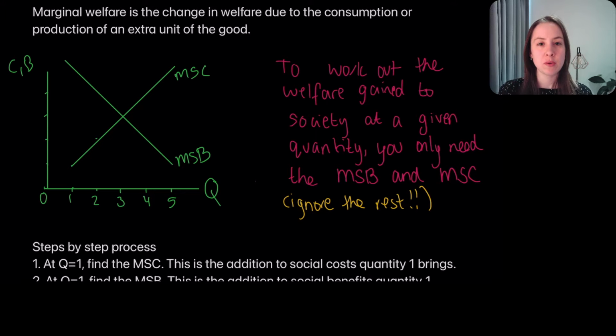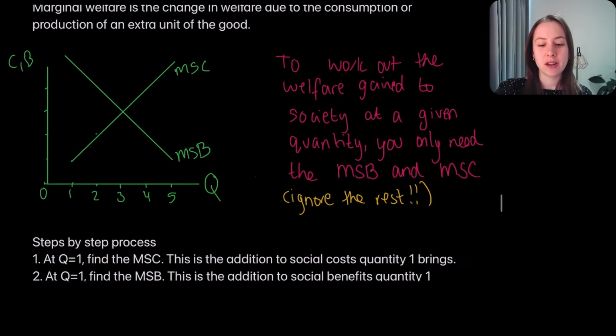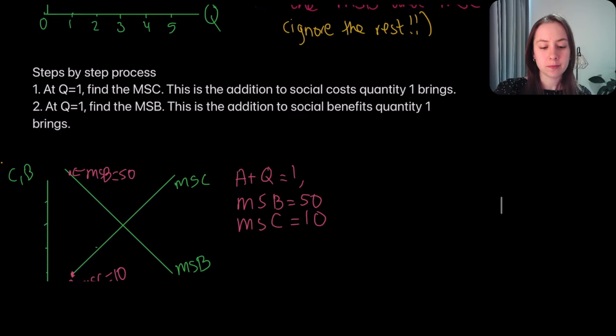And I know with the externality graphs you've got lots of curves, but to work out total welfare, you need to laser focus yourself and only pay attention to the MSC and the MSB, right? Because marginal welfare is MSB minus MSC, so that's all we need, which is good. So you can ignore a lot of the graph.